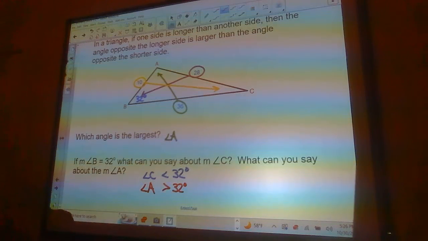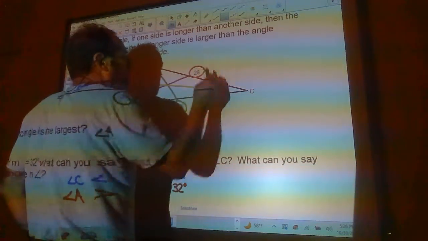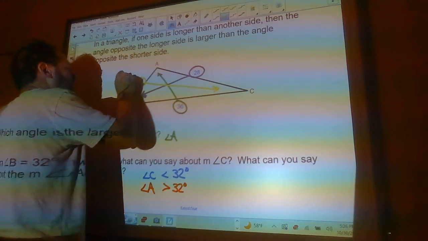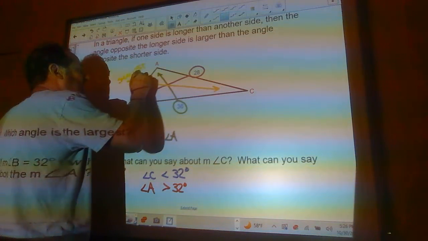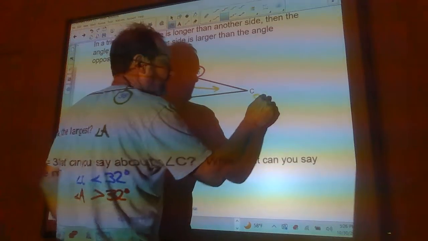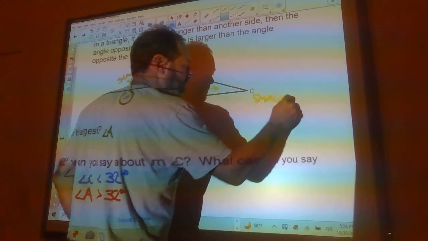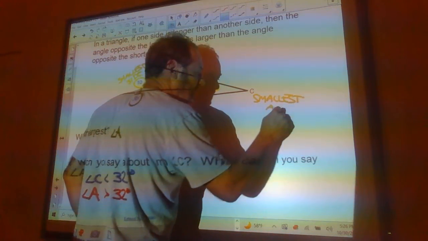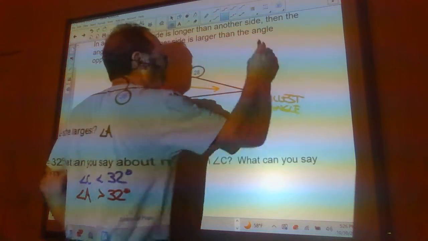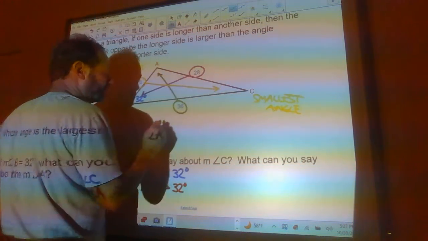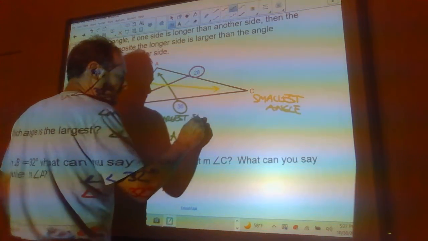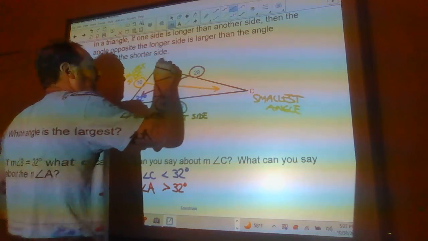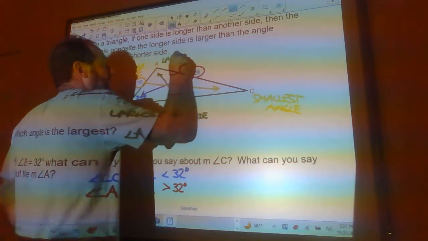So we can go smallest side, smallest angle. Largest side, largest angle. They're always across.